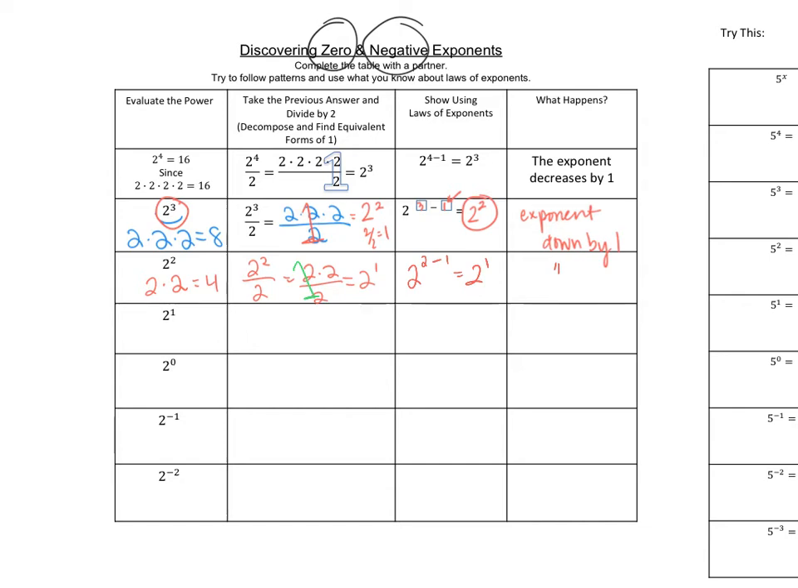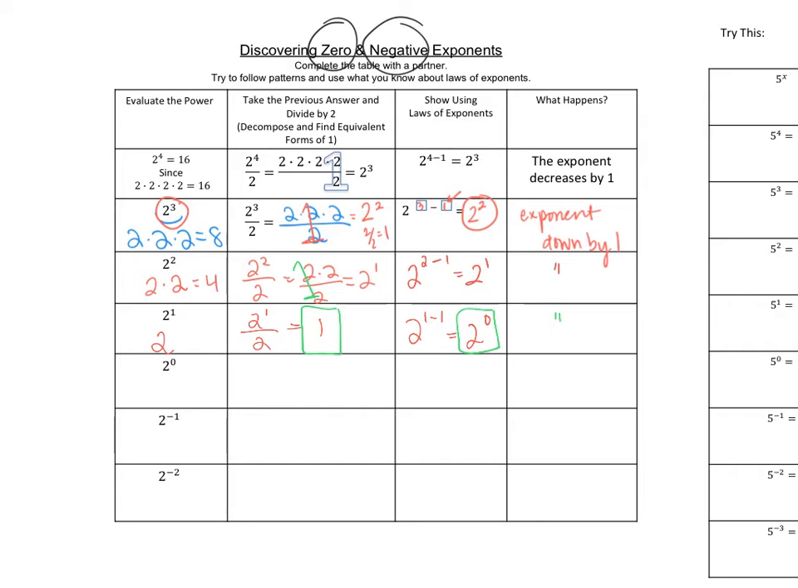Then we have 2 to the 1, that's 2. If we take 2 to the 1 divided by 2, well, that's really just 1. Exponent rules, that's 2 to the 1 minus 1, which is 2 to the 0. You can see that our exponents keep decreasing by 1. So when we get to 2 to the 0, that's going to be equal to 1. Again, our exponent decreased by 1.